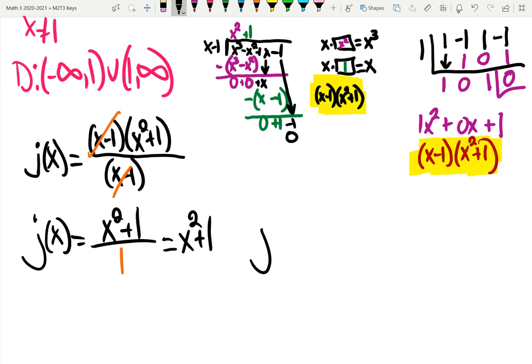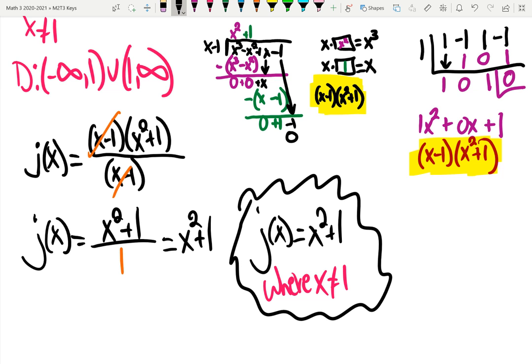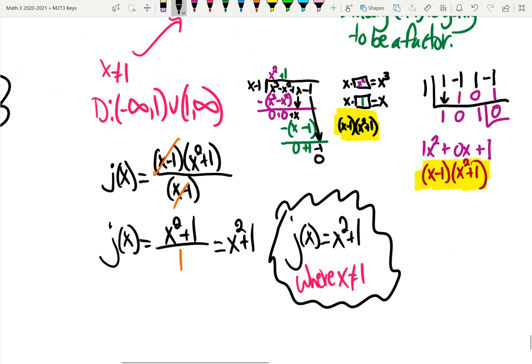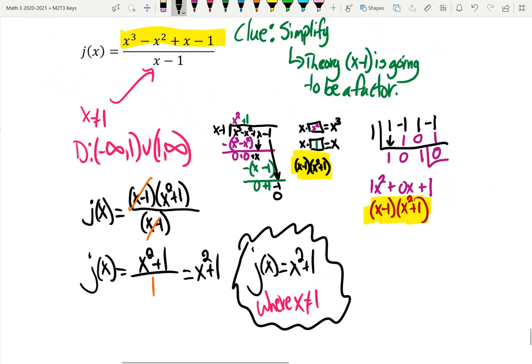So j of x is equal to x squared plus 1, where x cannot be 1. This problem highlights the importance of knowing synthetic division or long division as a necessity to factor and therefore simplify.